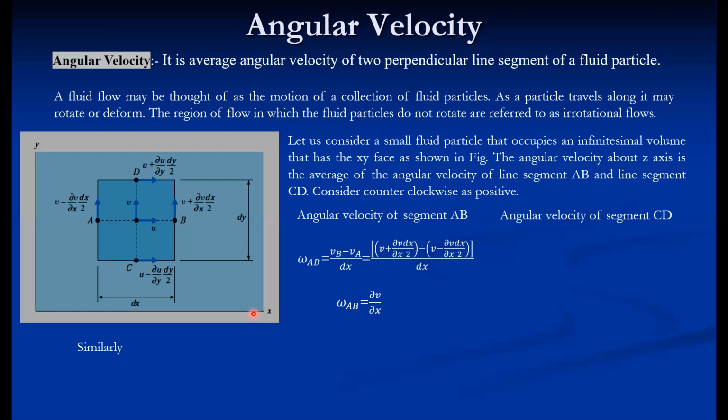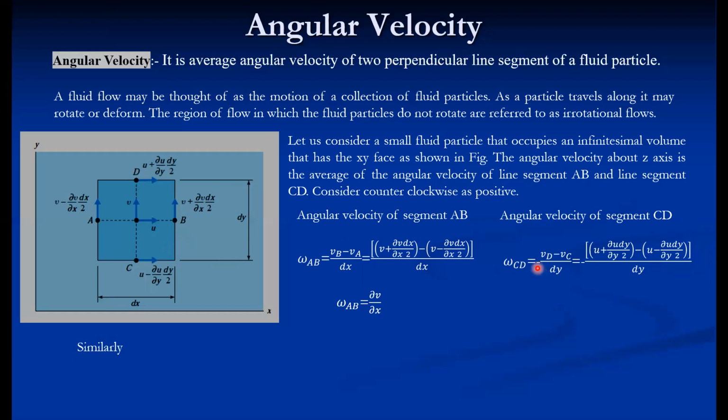Similarly, we can define the angular velocity of line segment CD. As per the definition, the angular velocity of line segment CD is equal to the net velocity of line segment CD, that is velocity at D minus velocity at C, divided by dy. Now, instead of velocity of D, we can put this expression, that is u plus ∂u/∂y into dy/2, minus, in bracket, u minus ∂u/∂y into dy/2, divided by dy.